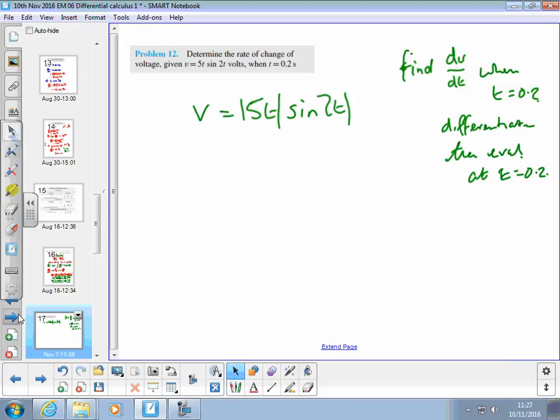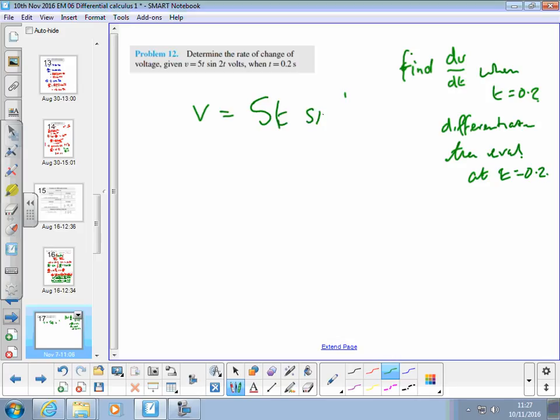5t, not 15t. That was me. I've shown the two functions. Let me do it again. 5t sine 2t, I'll do it another colour. And what I said was that was one function, and there's the other function. Sorry about that. Okay.